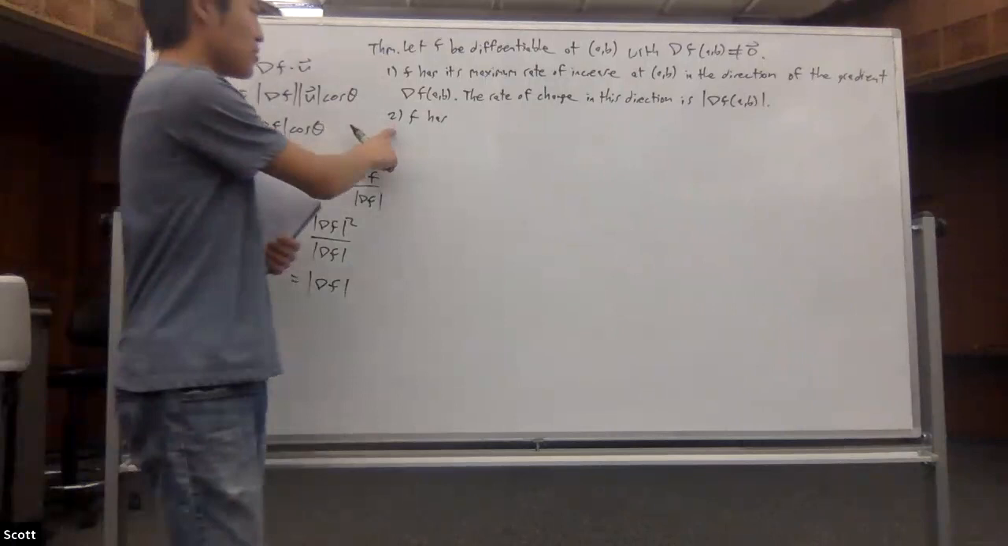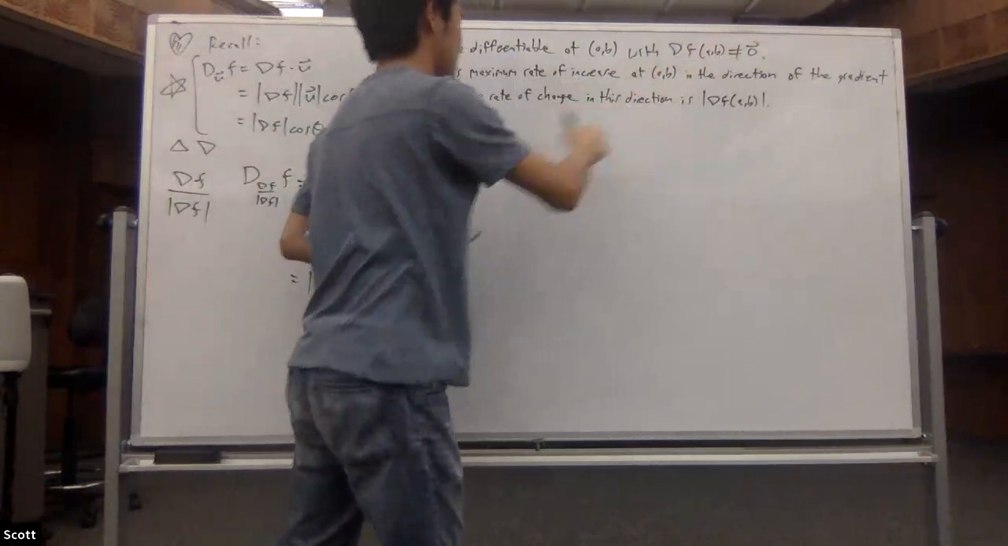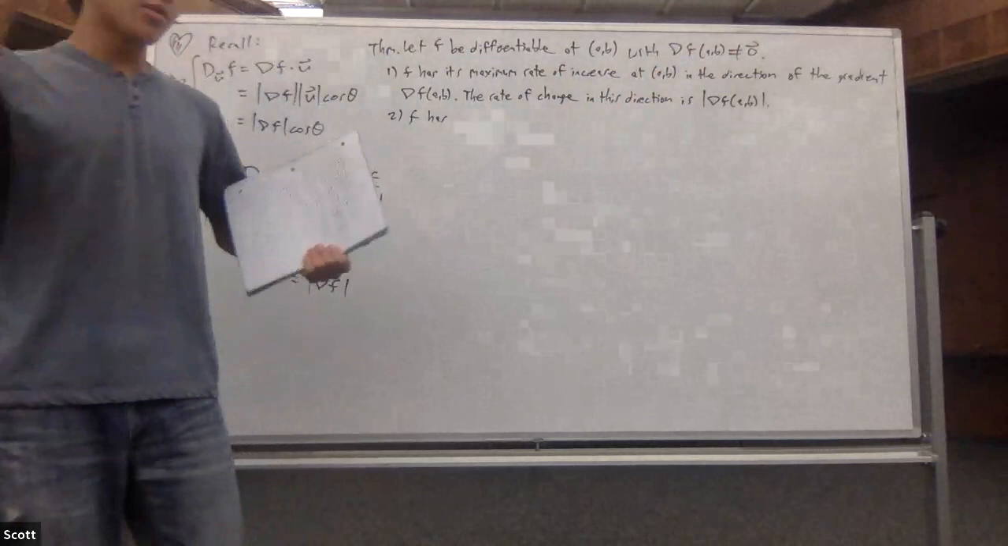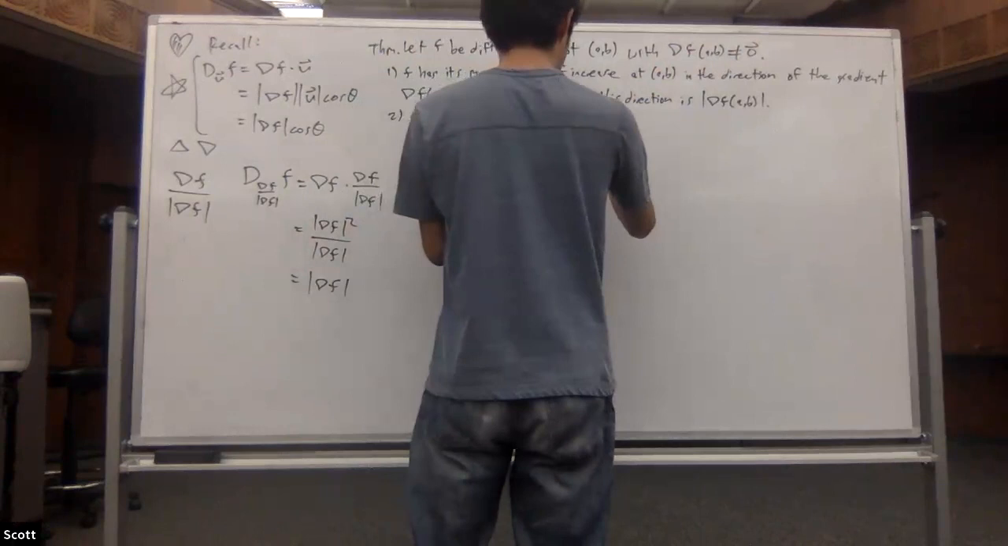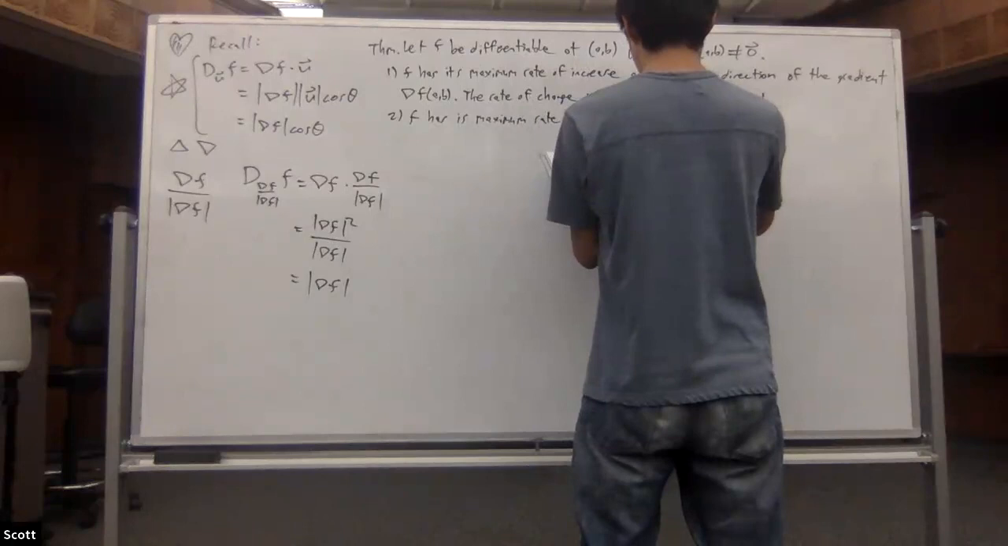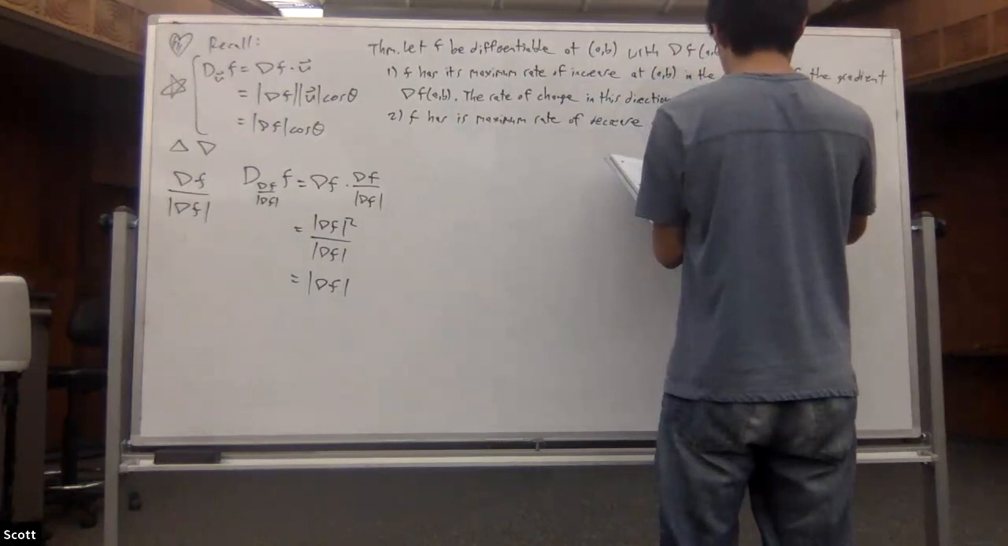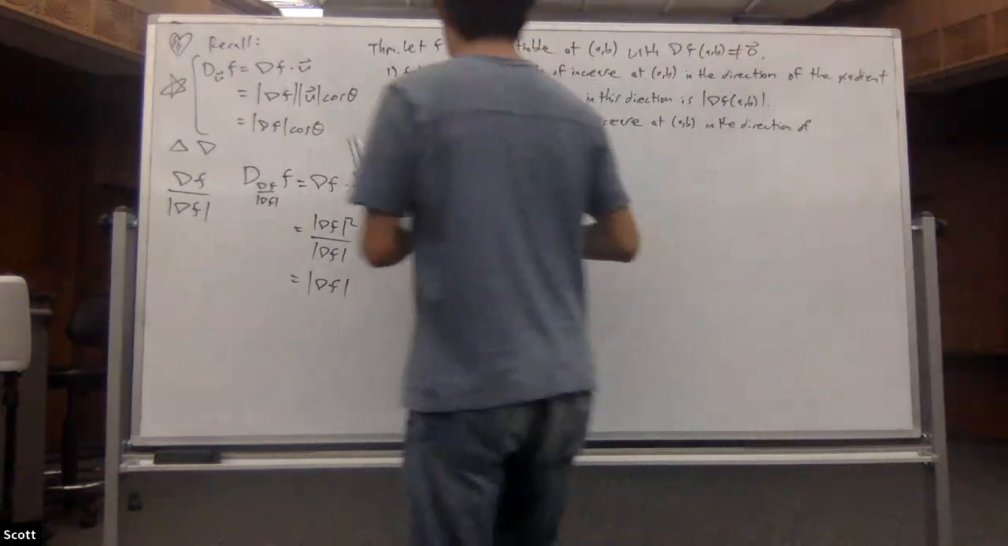So really, property two, don't think of it as a completely separate thing. It's just piggybacking off of the fact that we're increasing the most in the direction of the gradient. And if you just happen to turn that around and hit it with a minus sign, you're obviously going to be now decreasing. So f has its maximum rate of decrease at our point (a, b) in the direction of, instead of now the gradient, we just flip that vector around with a minus, so it's negative gradient at (a, b).